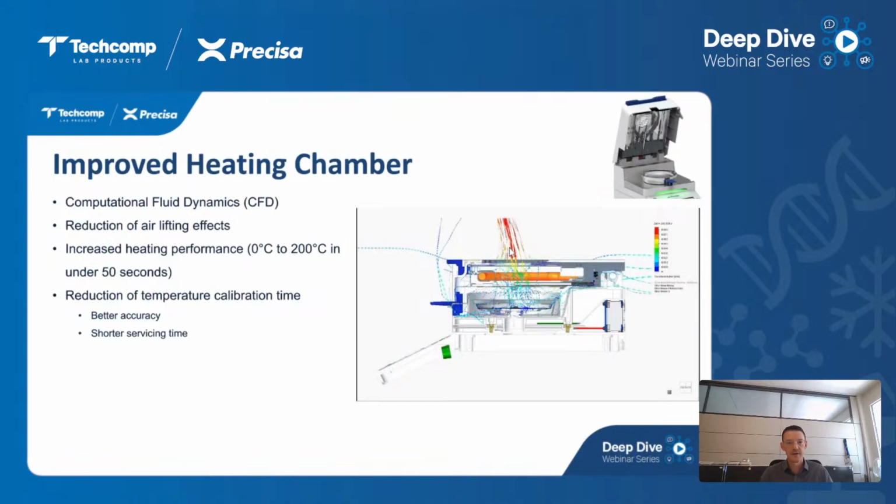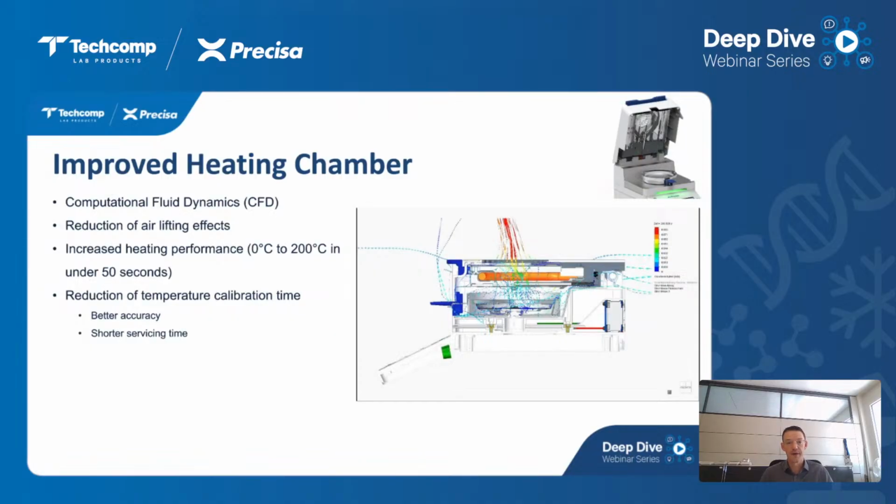We can see here on the top, there is quite a fast air movement, whereas at the bottom, there is a slower air movement. Here on the top, we have overpressure, which results down there in underpressure, causing airlifting effects. Thanks to the ideal form and shape of this heating chamber, these airlifting effects can be reduced dramatically, which has a positive influence on the performance.